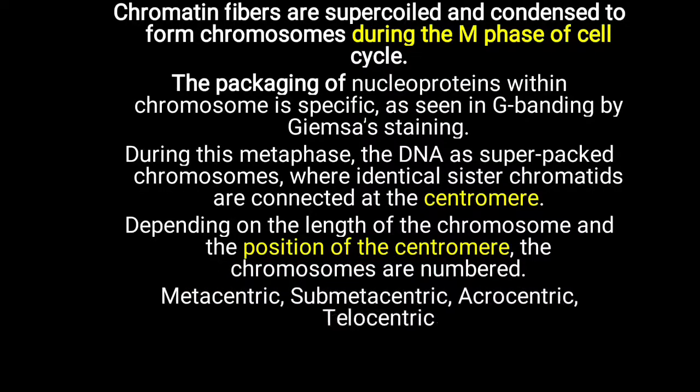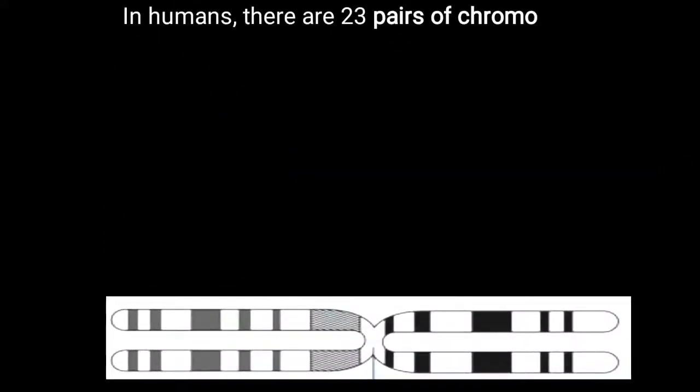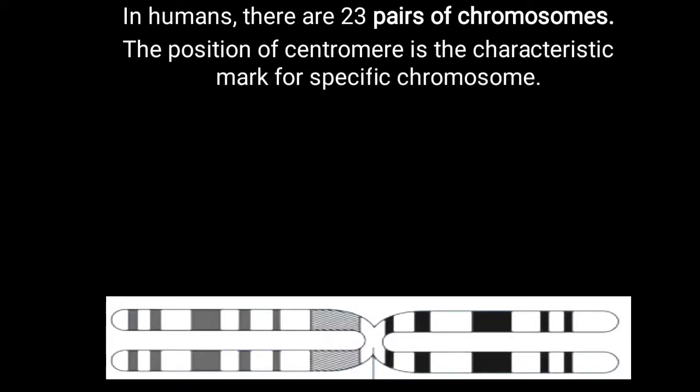So there are metacentric, submetacentric, acrocentric, and telocentric chromosomes. These names are given as per the location of the centromere. In metacentric, the P arm and Q arm of the chromosome are equal in size. In submetacentric, the centromere is not exactly in the center of the chromosome; it may be just above or just below the center. So the different locations of the centromere help in identifying the different pairs of chromosomes. In the human body, 23 pairs of chromosomes are seen, and the position of the centromere is a very characteristic mark for a specific chromosome or the numbering of the chromosome.